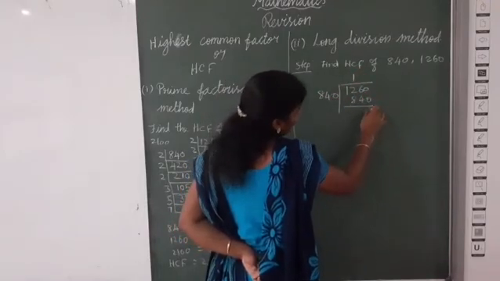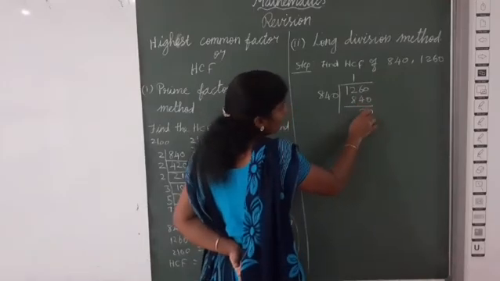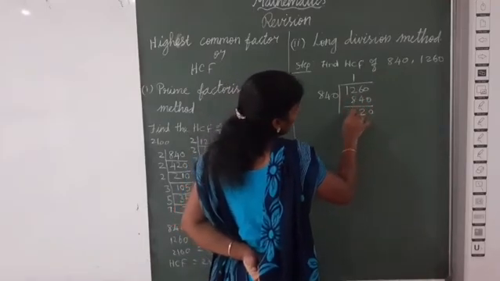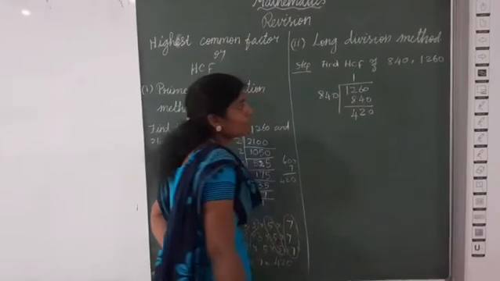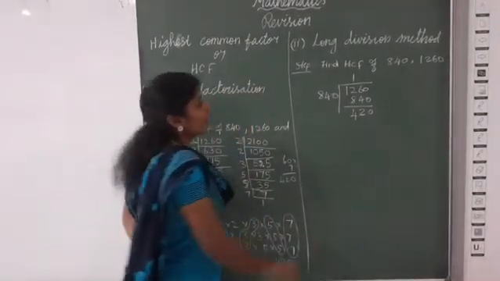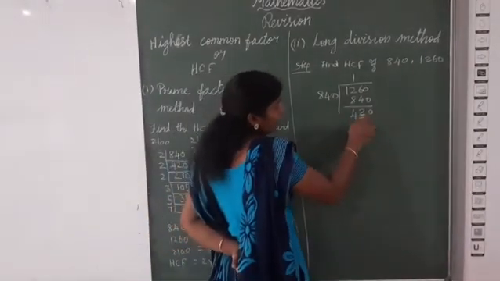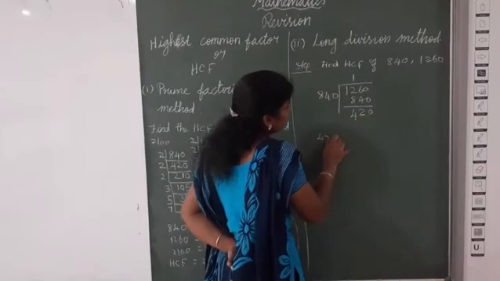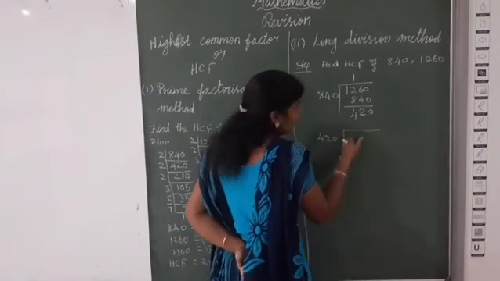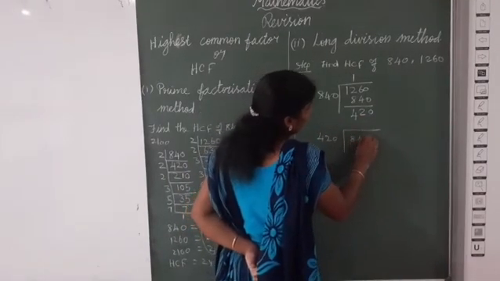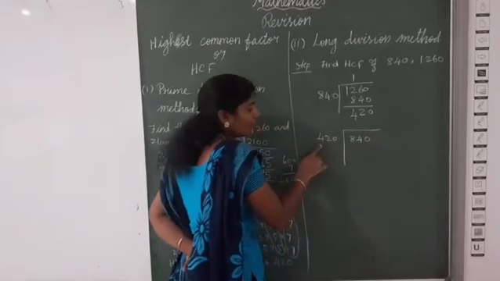Now 0. 6 minus 4 is 2. Then 12 minus 8 is 4. 420, isn't it? Now again we can take this: the remainder becomes the divisor, and the divisor becomes the dividend. 840, now 420.